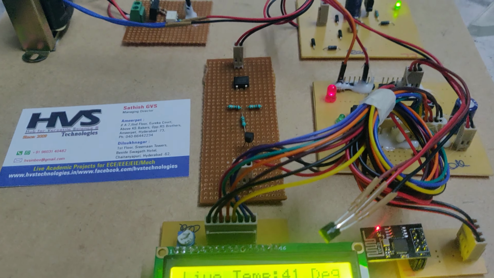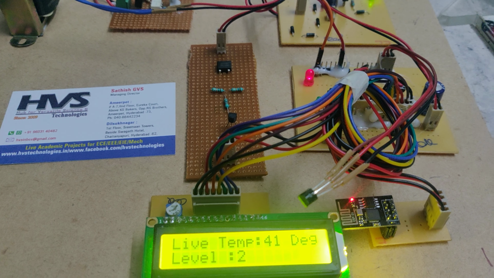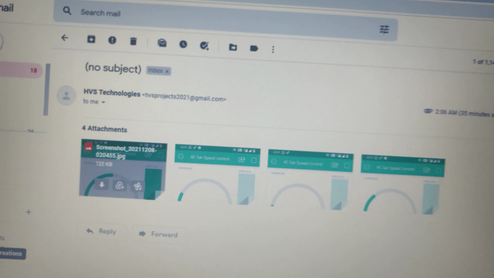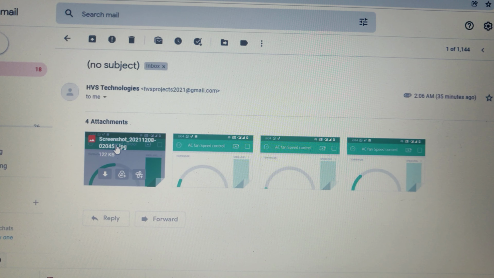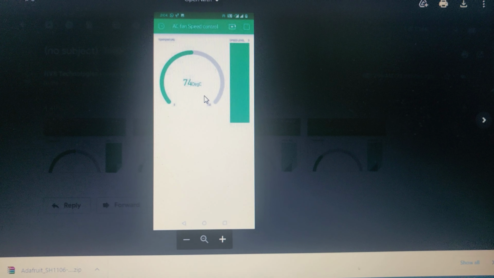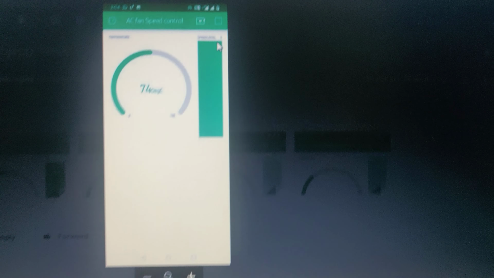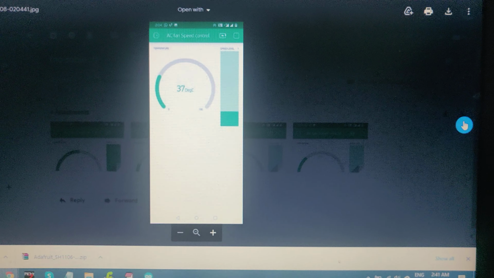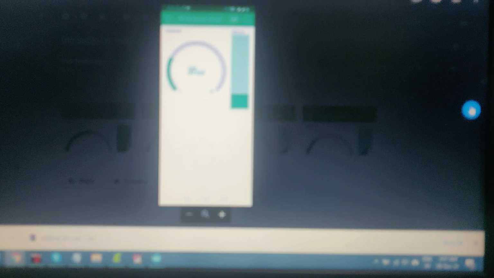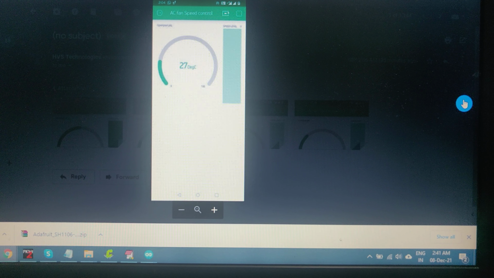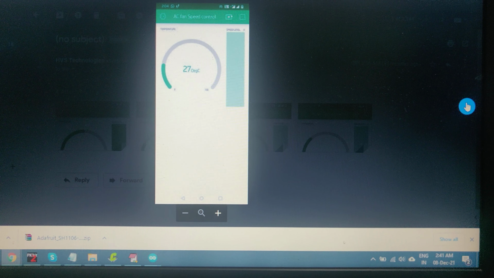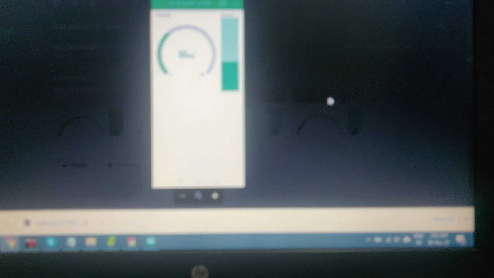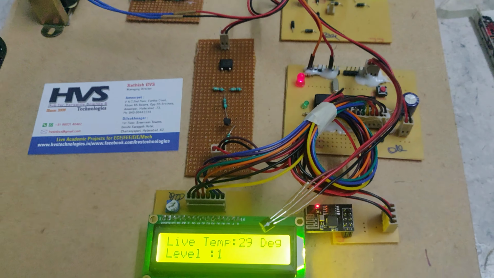So coming to the Blynk app screenshots. These are the screenshots we captured before starting the video. For temperature above 70, there is level 5, we can see that, and level 1 above 30 degrees, and level 0 below 30, and above 50 level 2. So these are the screens from the Blynk application.